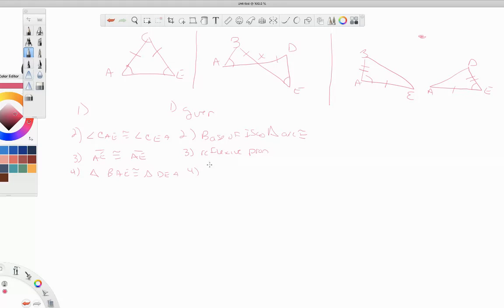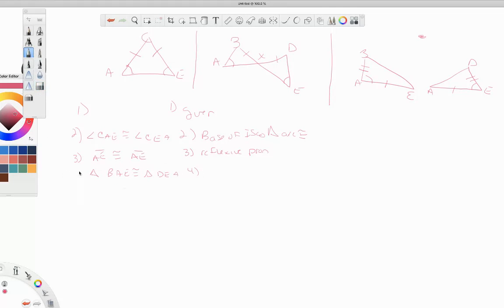So 1 is given, 2 CAE, 3 reflexive property, 4, oh, this is going to be 4 and this is going to be 5. So 4, I didn't actually write it. We marked it. So we set angle CAE. Oh, we set it up here. Oh, no, this is right. I'm getting ahead of myself. Okay, so we said that.